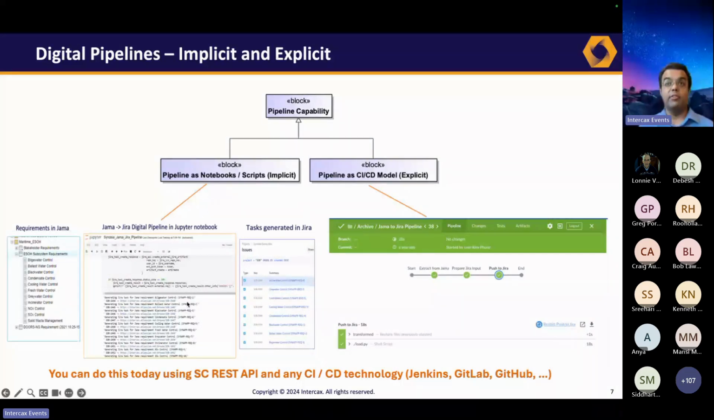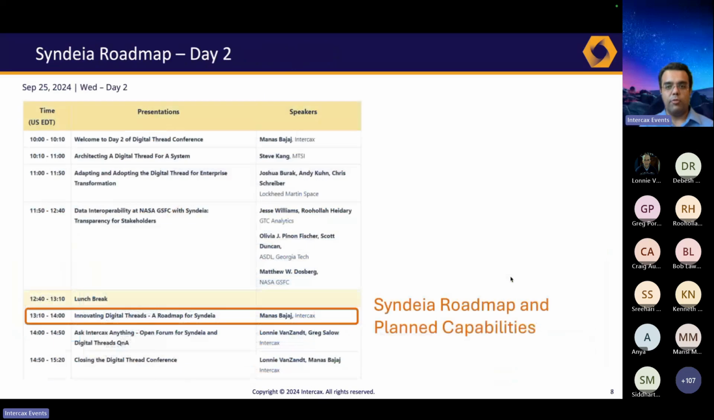For example, taking requirements in Java, not SysML 2 but requirements in Java or DOORS, and pushing them to Jira tickets and updating them as things progress. We'll talk a little bit about where we stand on that. So if you're watching this and you want to learn more about where we're going with Syndeia, especially after the talks today, please do attend the afternoon presentation tomorrow on the Syndeia roadmap and planned capabilities.